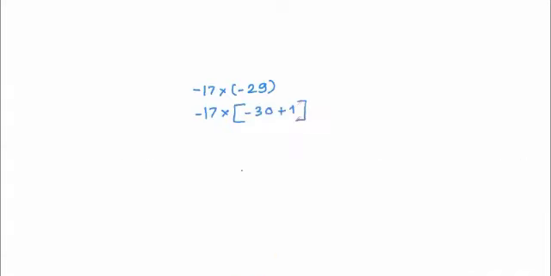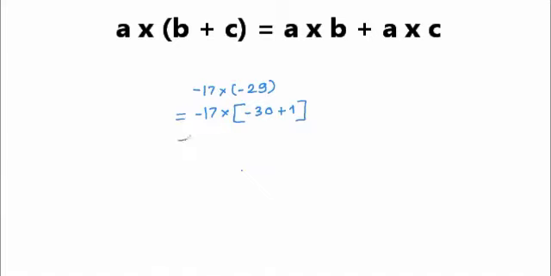Is minus 30 plus 1 equal to minus 29? Yes, it is. And by doing this, now I can use the distributive property. So this is A and this is B plus C. So A into B: minus 17 multiplied by minus 30. And then while going to the next number, the sign in between is plus. So plus remains here. Minus 17 multiplied by 1.